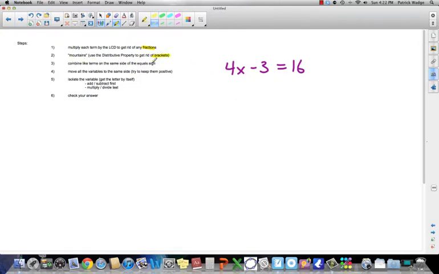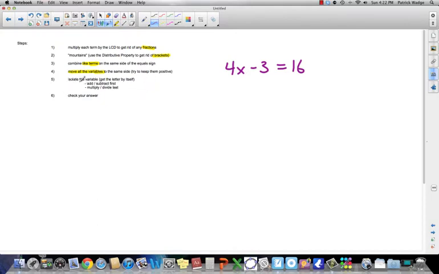Combine like terms on the same side of the equal sign. There's none of those, so we don't have to worry about that. We'll talk about that after. Move all the variables to the same side. Well, we only have variables on one side. There's no variable over here, so we don't have to do that. So we're all the way down to step 5. Don't worry, we'll do examples with steps 1, 2, 3, 4, but I just want to show you we're going to start where we only have to do step 5 actually.